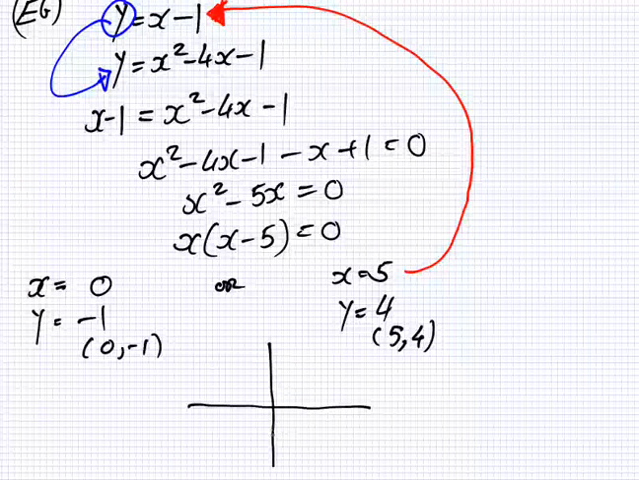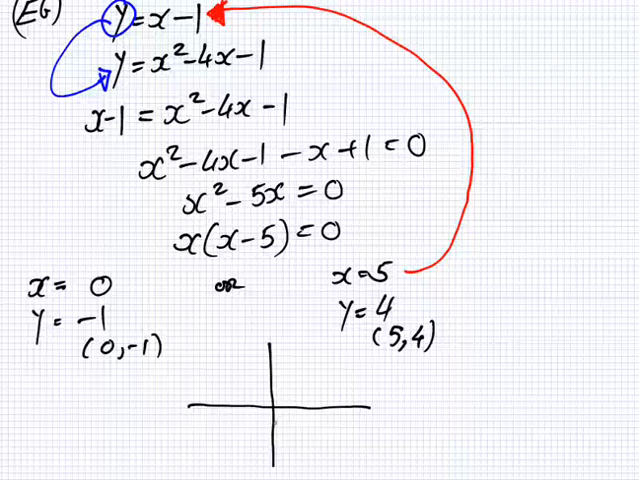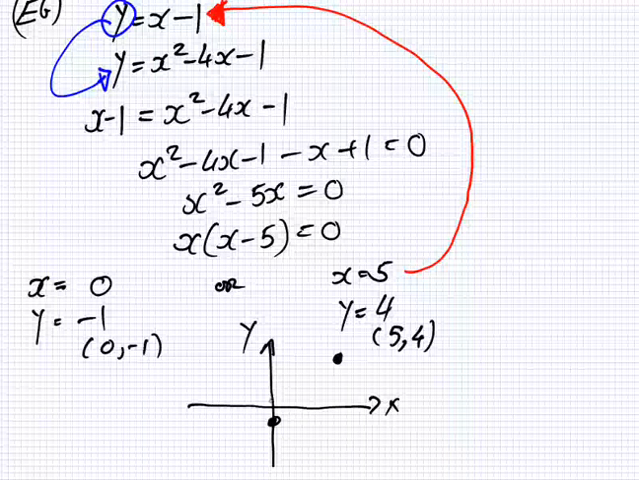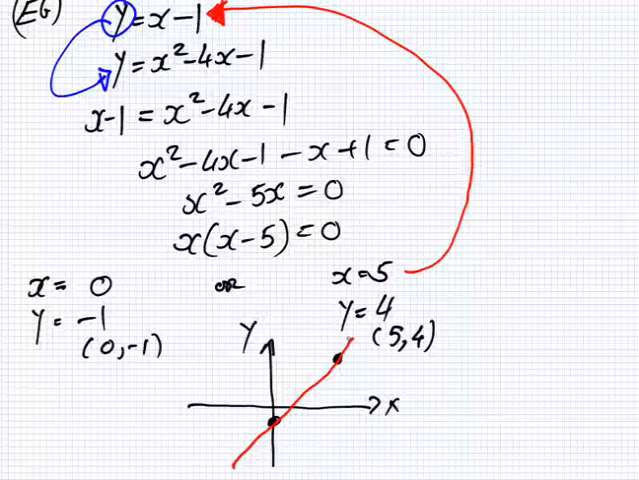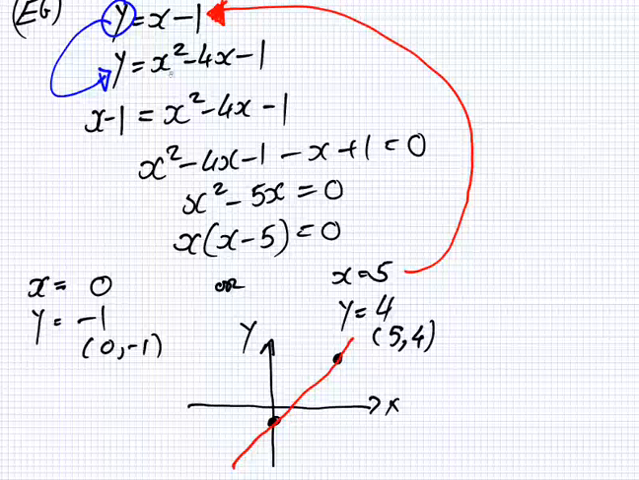Factorizing is the best way to go here. You have x times x minus 5, so you can see that you have two values for x: x equals 0 or x equals 5. Now that's not quite finished because we need to get the y's. I'll take these answers and put them back into this one.